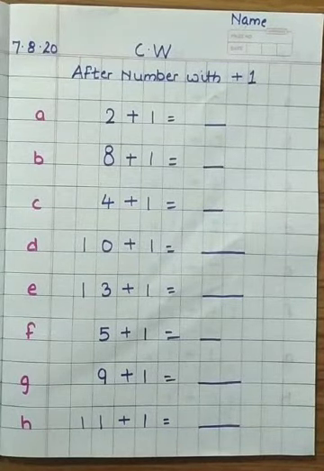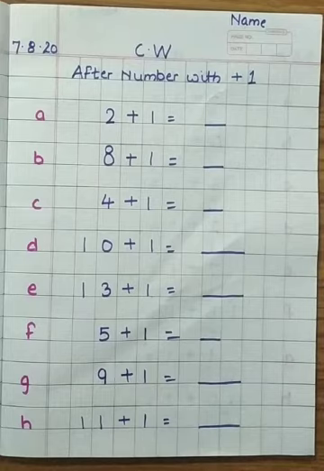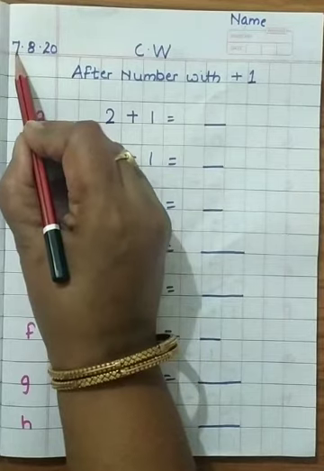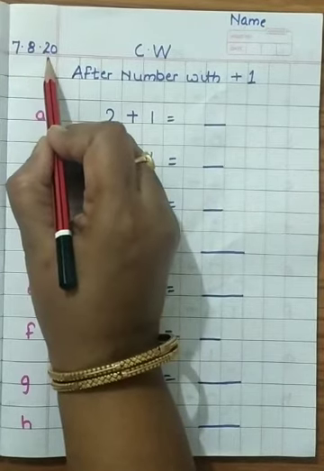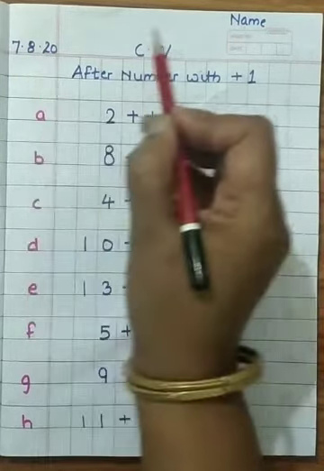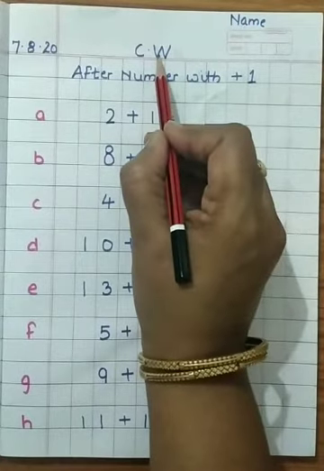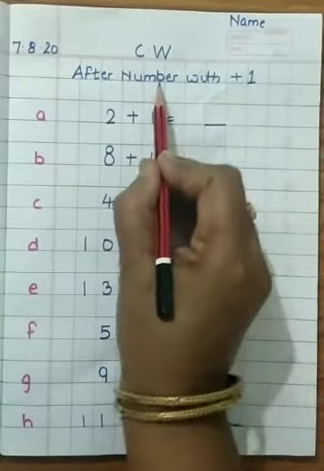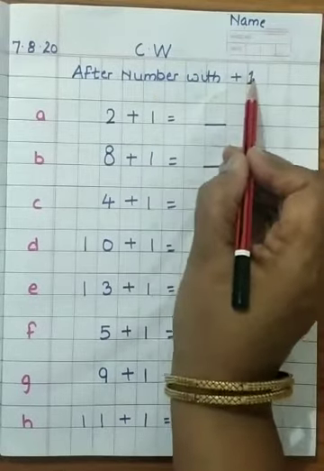Children, you have already learned after number with plus 1. So today we will do it in our maths notebook. So please take out your maths notebook. And children, you have to write today's date, that is 7th of August 2020. CW, CW is classwork and you have to write your name after number with plus 1.